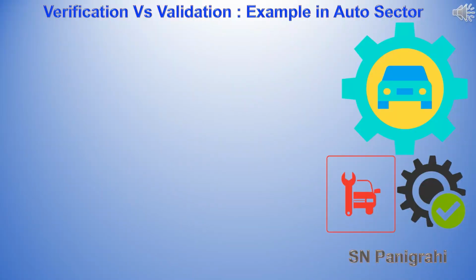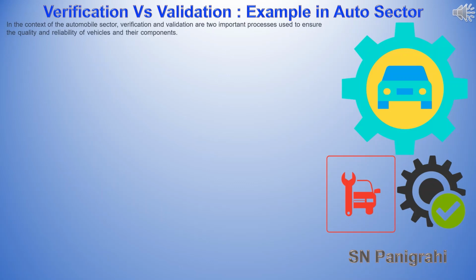In the context of the automobile sector, verification and validation are two important processes used to ensure the quality and reliability of vehicles and their components. Let's explore the differences between verification and validation, along with industry examples in the automobile sector.